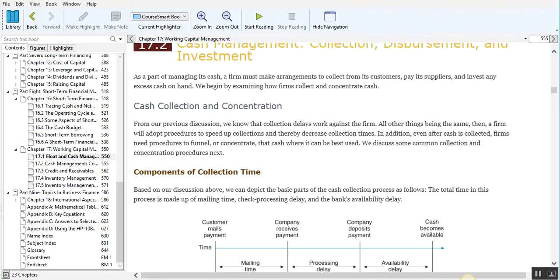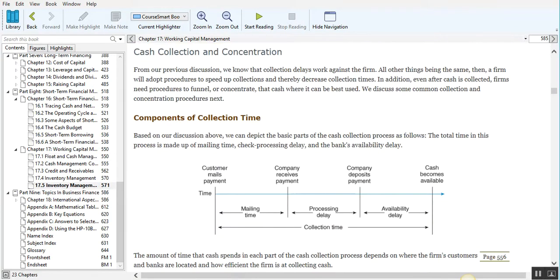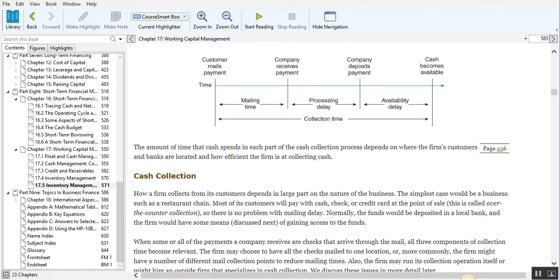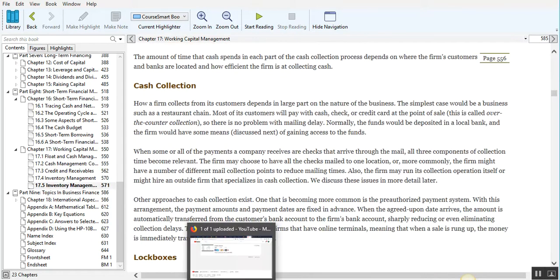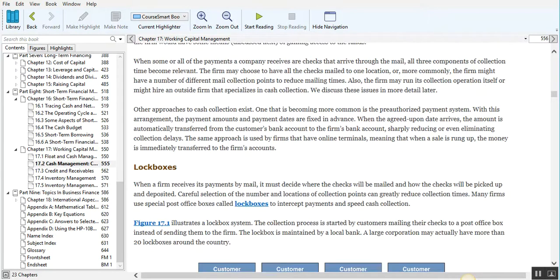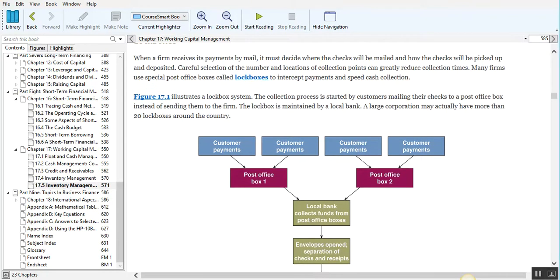With that in mind, we are looking at components of cash collection and concentration. As you collect cash, there are many ways to do this. One way that a firm might do this, if they're still receiving mailed checks, is to have lock boxes around the country. Rather than have one central location for cash collection, they may have a series of lock boxes around the country where their bank actually has the lock box, and as soon as it comes in, they deposit it into that particular account.